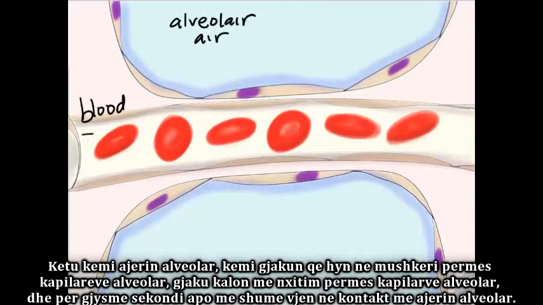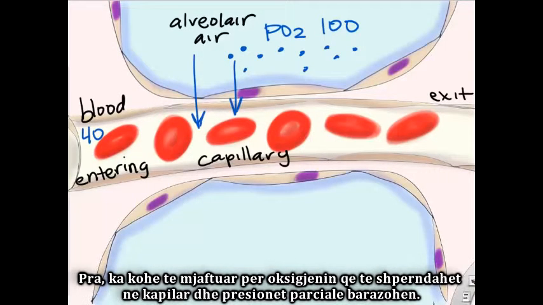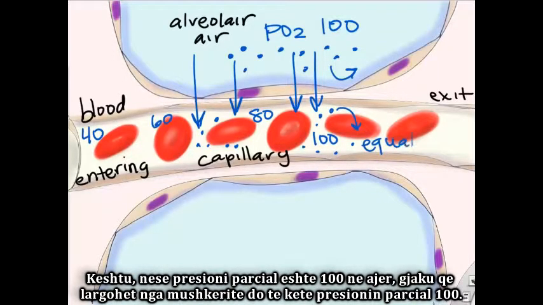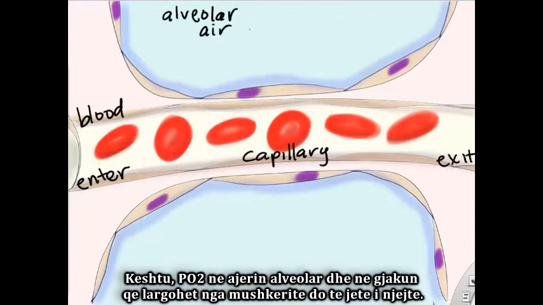So we have our alveolar air, we have our blood coming into our lungs through these little alveolar capillaries. The blood rushes through those alveolar capillaries, and for a split second or so, it's in close contact with the alveolar air. So this is enough time for oxygen to diffuse into our capillary, and those partial pressures equalize. So if the partial pressure is 100 in the air, the blood leaving the lung will have a partial pressure of 100. So our PO2 in the alveolar air and the blood leaving the lung will be the same.